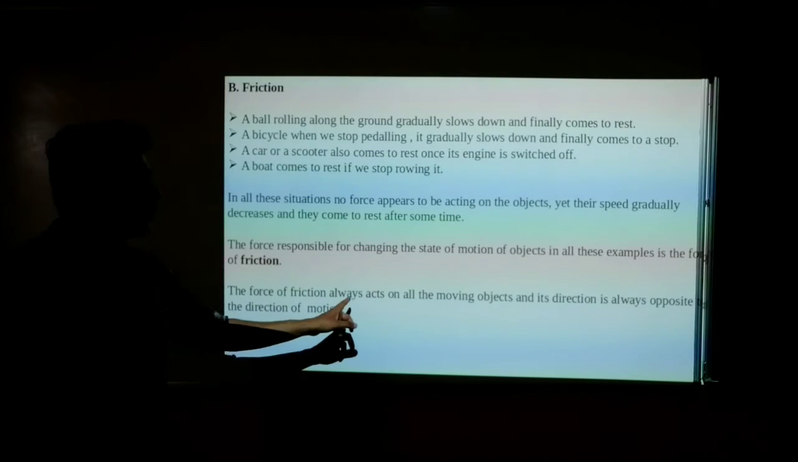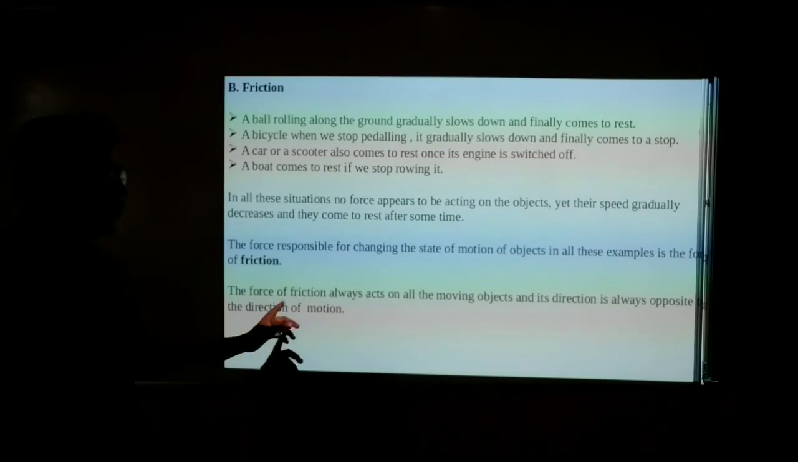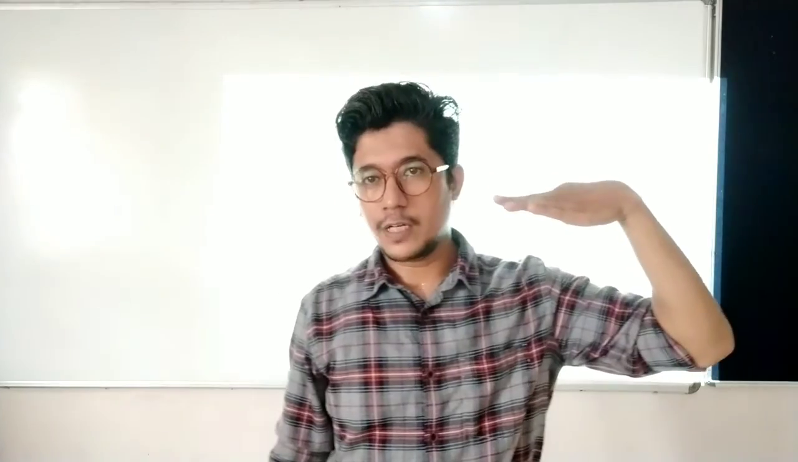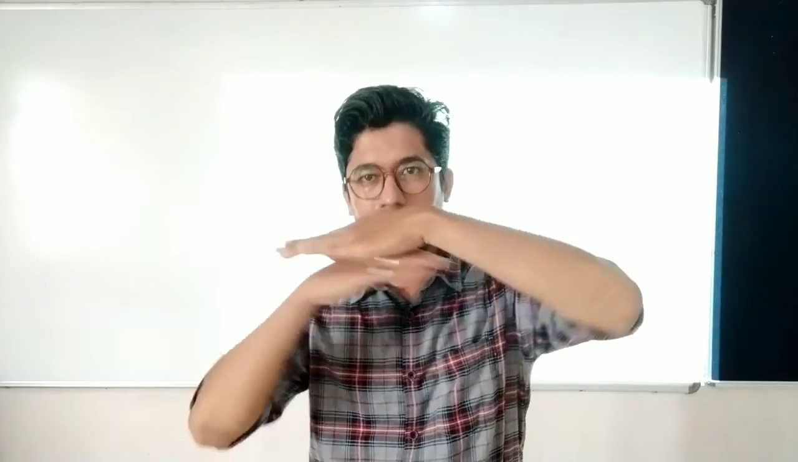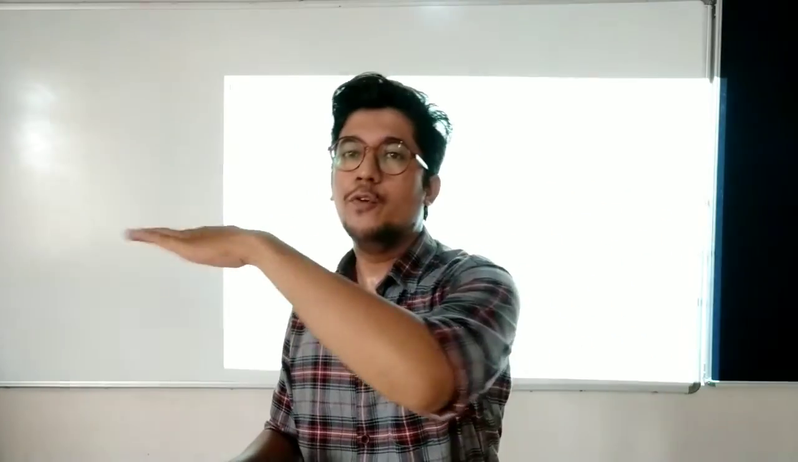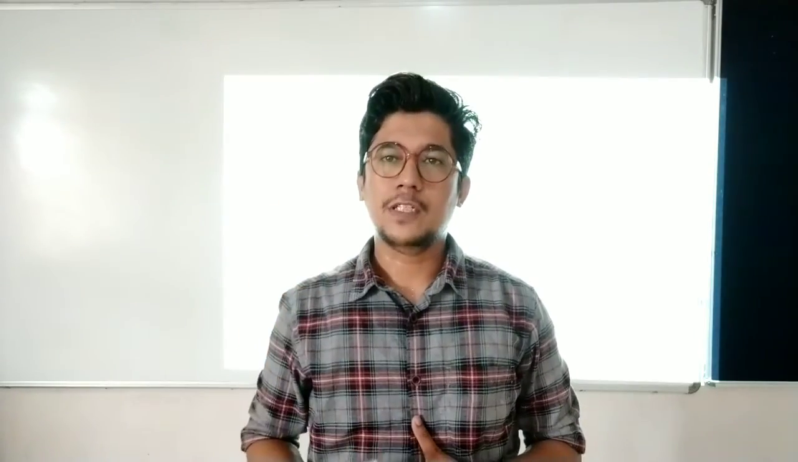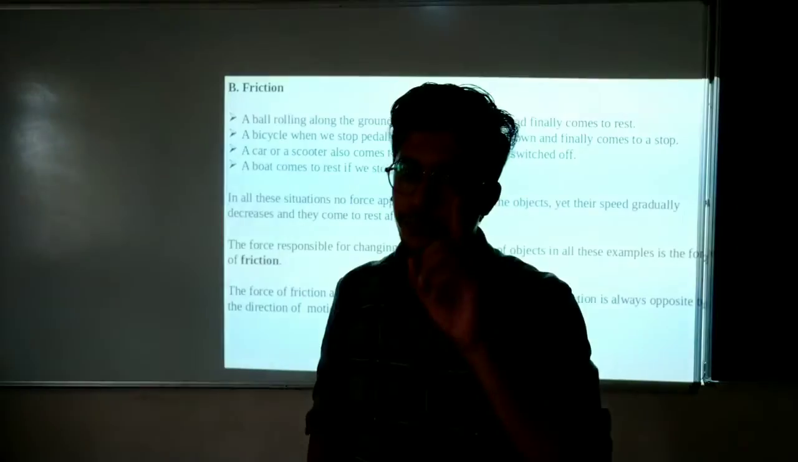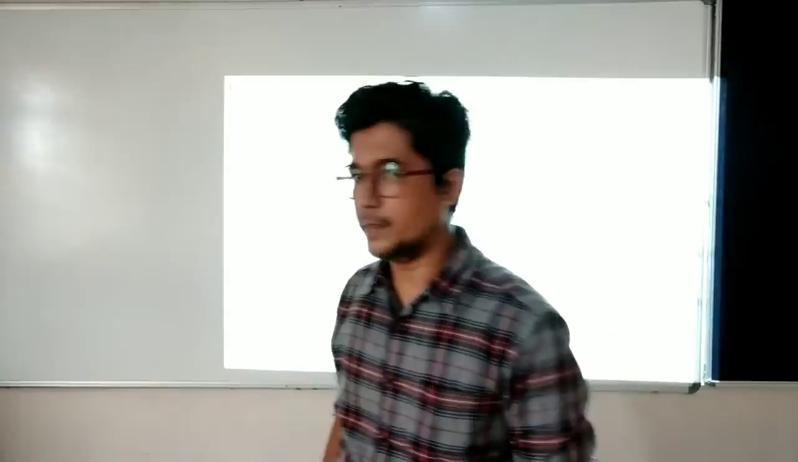The force of friction always acts on the moving object and its direction is always opposite to the direction of motion. If you are riding a bicycle rightwards, then friction will definitely be leftwards. If you are moving frontwards, friction will be backwards. If you are flying upwards, friction will be downwards. In the same way, if you are going downwards, friction will be upwards. So friction is always opposite to the direction of motion, you have to remember.